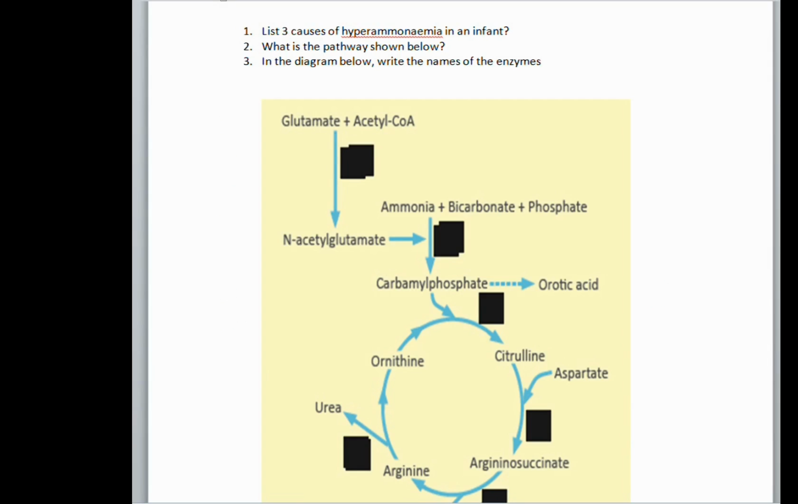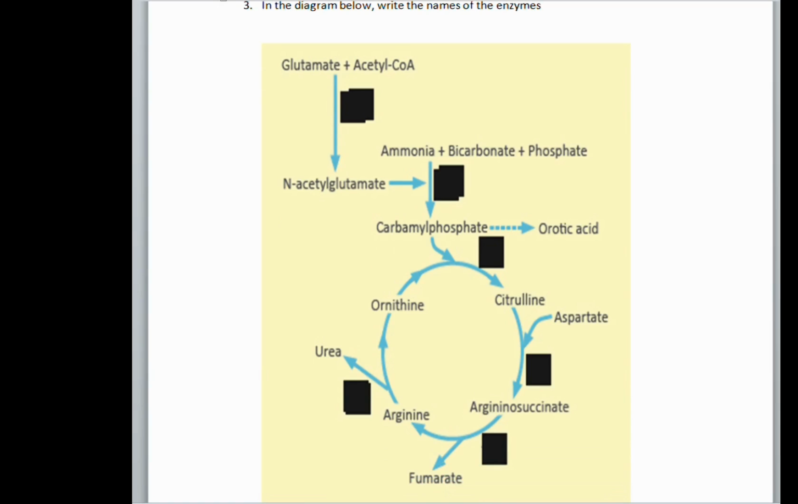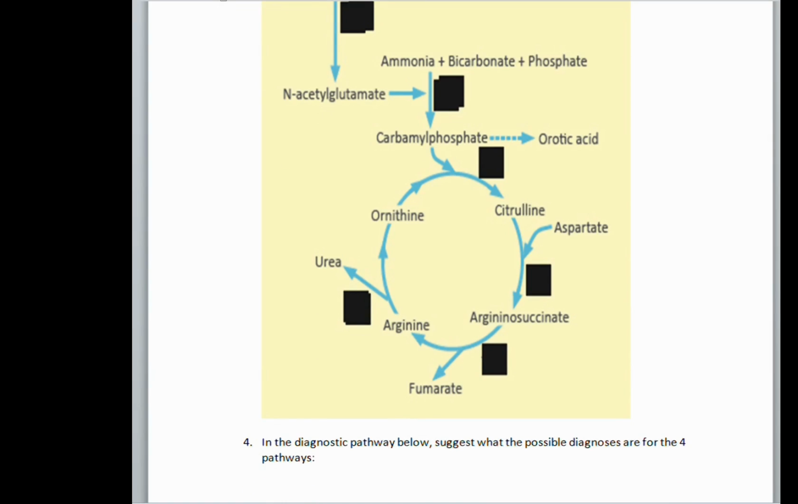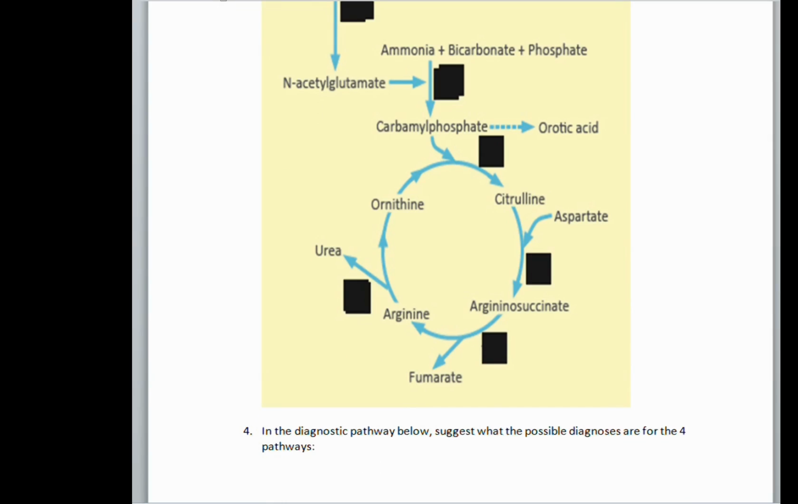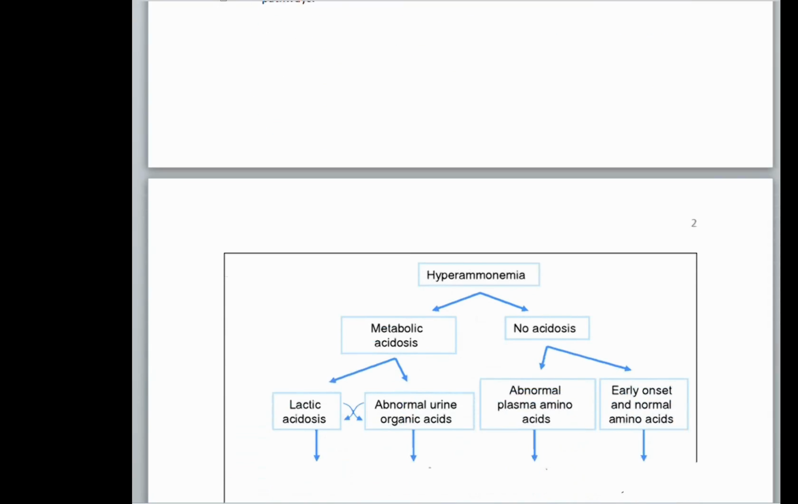Okay, so here are more examples of short answer questions. For example, here, list 3 causes of hyperammonemia in an infant. What's the pathway shown below? And then in the diagram below, write the names of the enzymes. So you can see that there's going to be a fair amount of biochemistry knowledge required, which is why, as you can see, that is listed in the curriculum, so it needs to be dealt with.